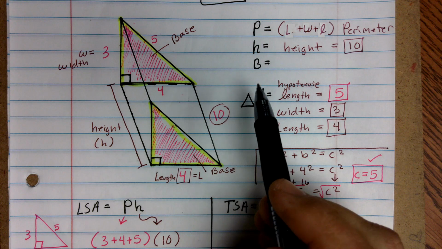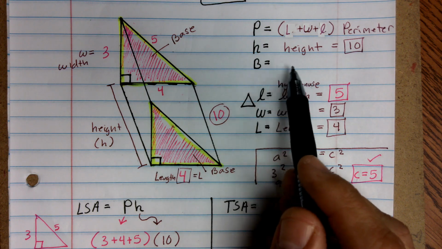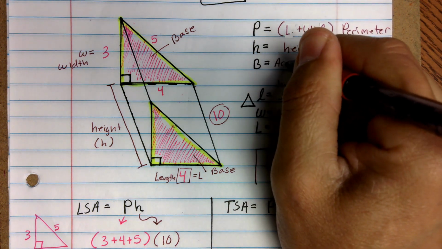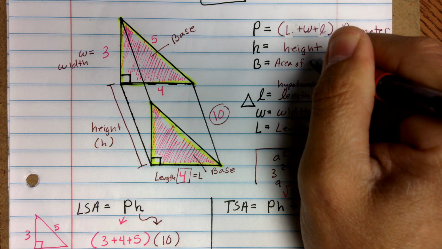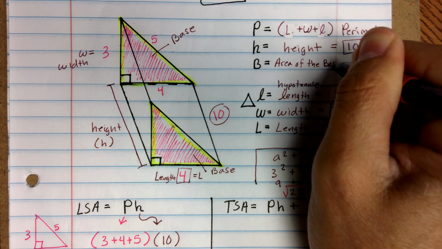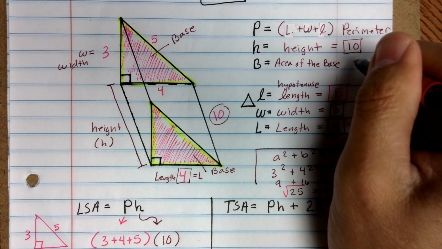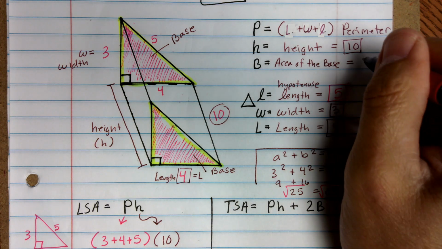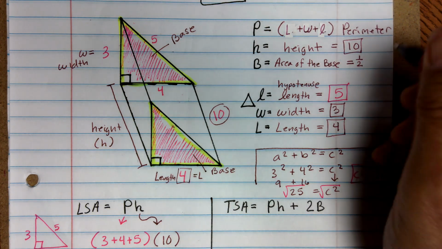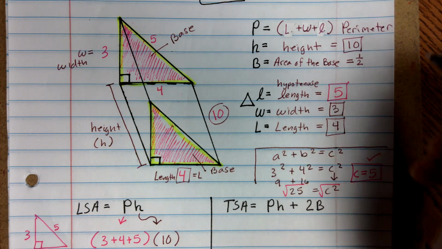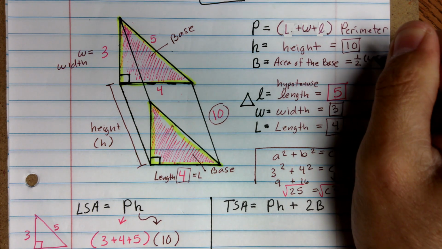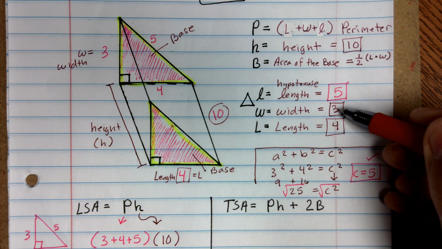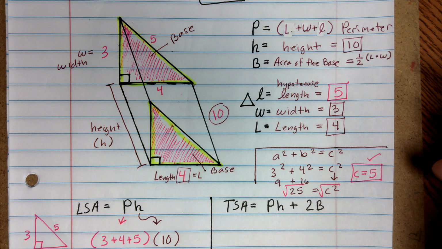And going back up here, big B, notice, is the only one I left off. We hadn't talked about it yet, right here. That is the area of the base. So I'm going to write that in real quick. This is the area of the base. Now, there is a formula for that. So I'm going to put equals here. Our formula for that is going to be 1/2 times the length times the width. So that's why I use this big L and this big W, because those two values, 3 and 4, are the numbers we're going to use in this formula.